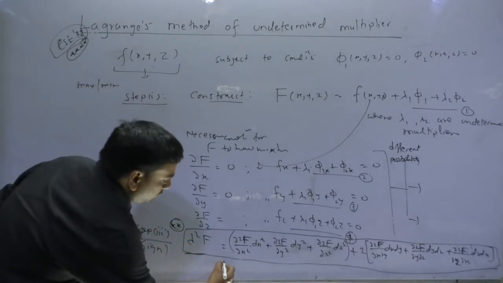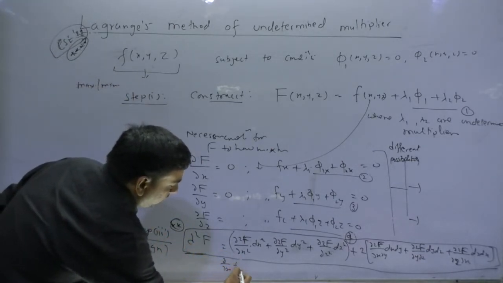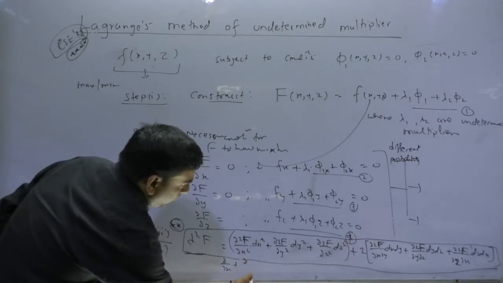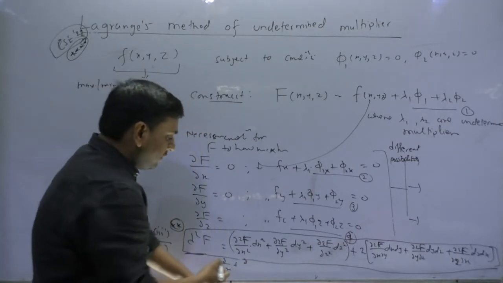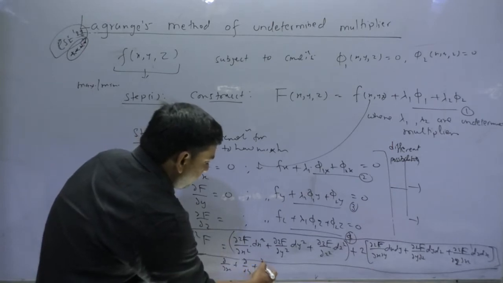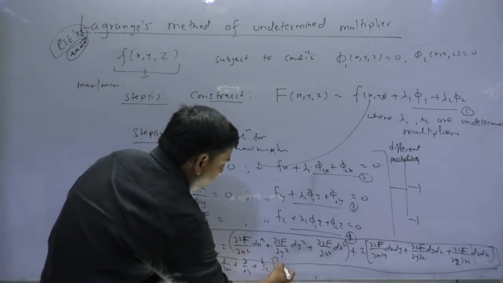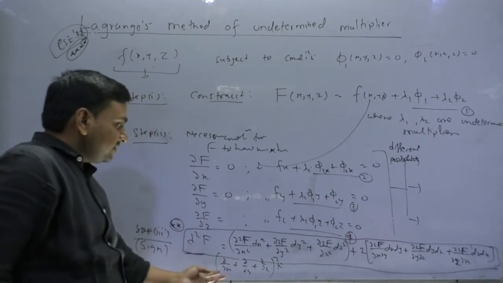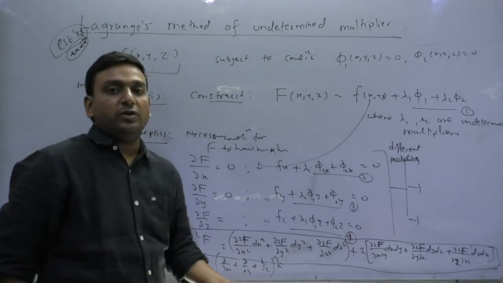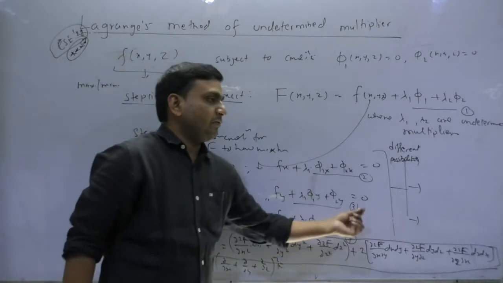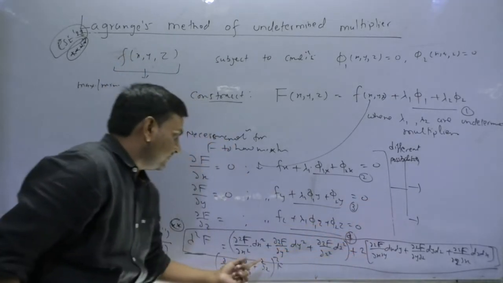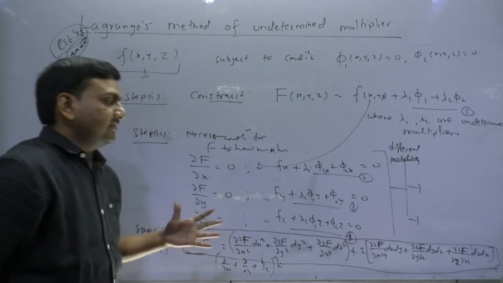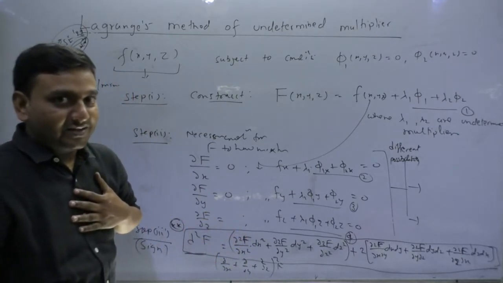The d2F expression, some people also write like this: del over del x plus del over del y plus del over del z, whole squared, outside F. But if you open this, (a plus b plus c) whole squared is what? a squared plus b squared plus c squared plus 2ab plus 2bc plus 2ca. So things are either you write like this or you write like this. Is that clear or not?